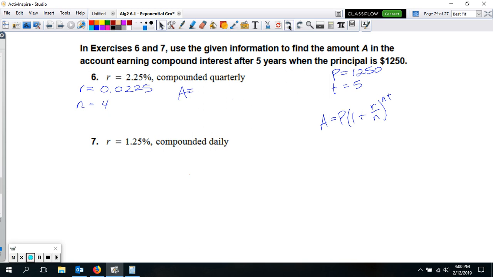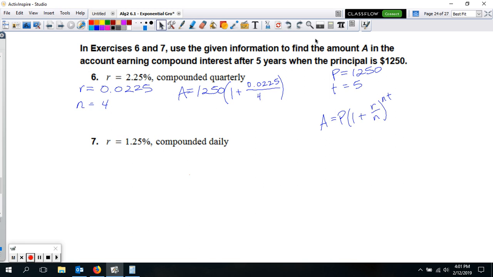So now we just start to plug in everything. A equals, and our P is that $1,250. Then we're going to have our parenthesis with 1 plus the fraction. On top we have the R, so the 0.0225 goes up on top. N is on the bottom, so 4 goes on the bottom of this.